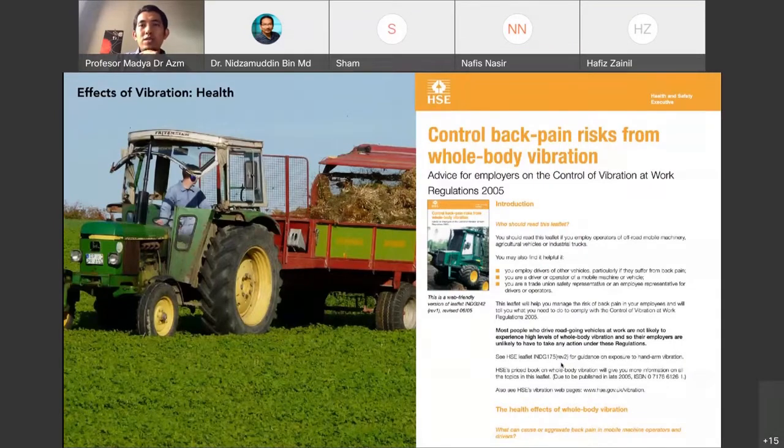And also the effect of vibration on health. This is the guideline on how tractor manufacturers have to comply with a minimum vibration level, to prevent the tractor driver from having back pain because of too much vibration from the tractor. This is the guideline by the United Kingdom: control back pain risk from whole body vibrations. This is how vibration can affect human health directly.